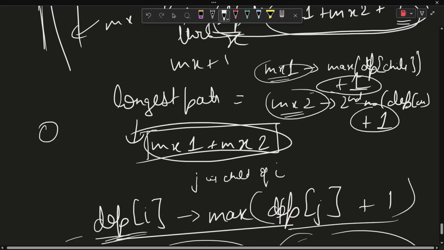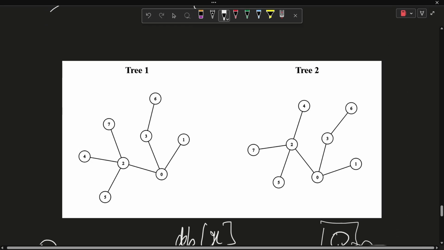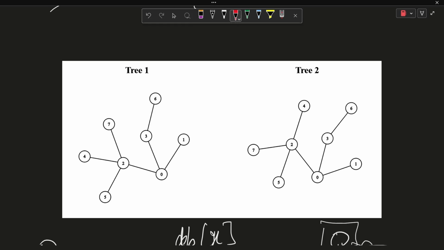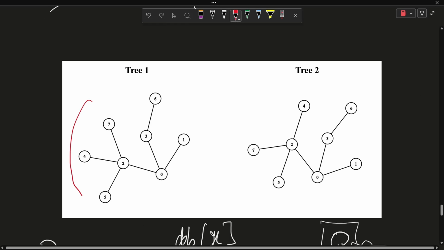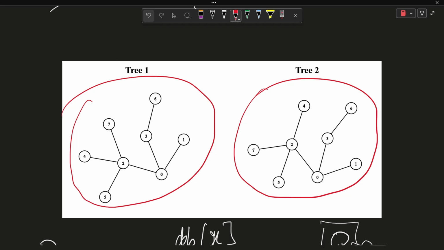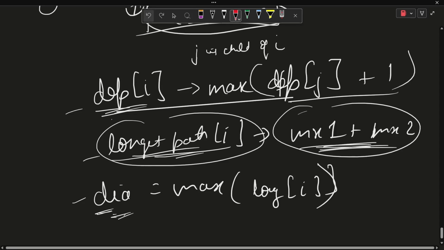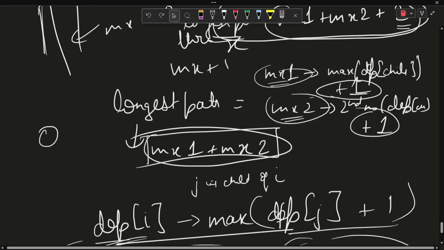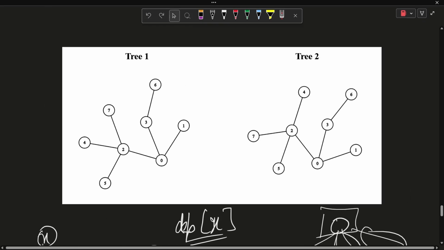But here the question is, you are not given one tree and asked to just compute its diameter. You are given two trees, a first tree and a second tree, and what you are asked to compute is the minimum diameter after connecting two nodes of these trees. So what can you do here?